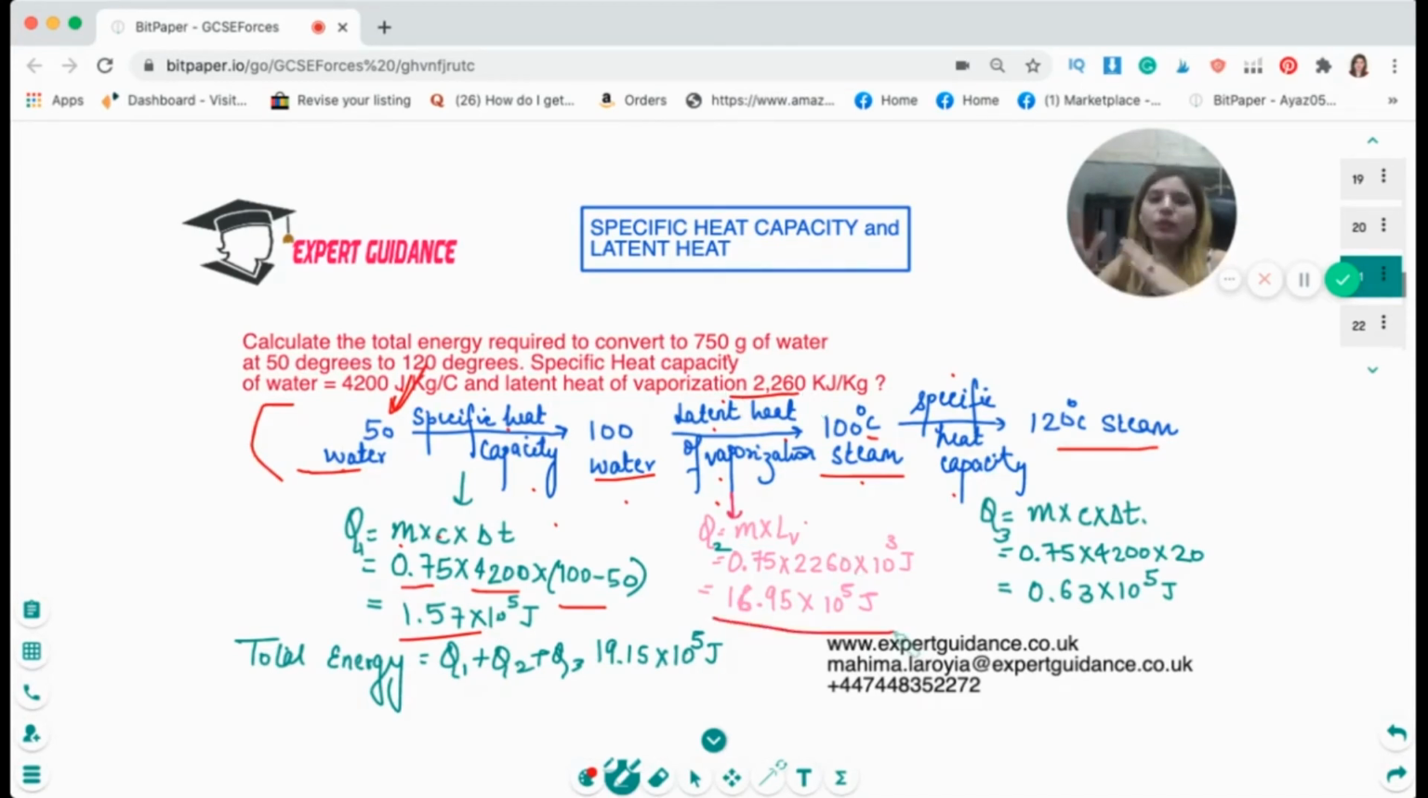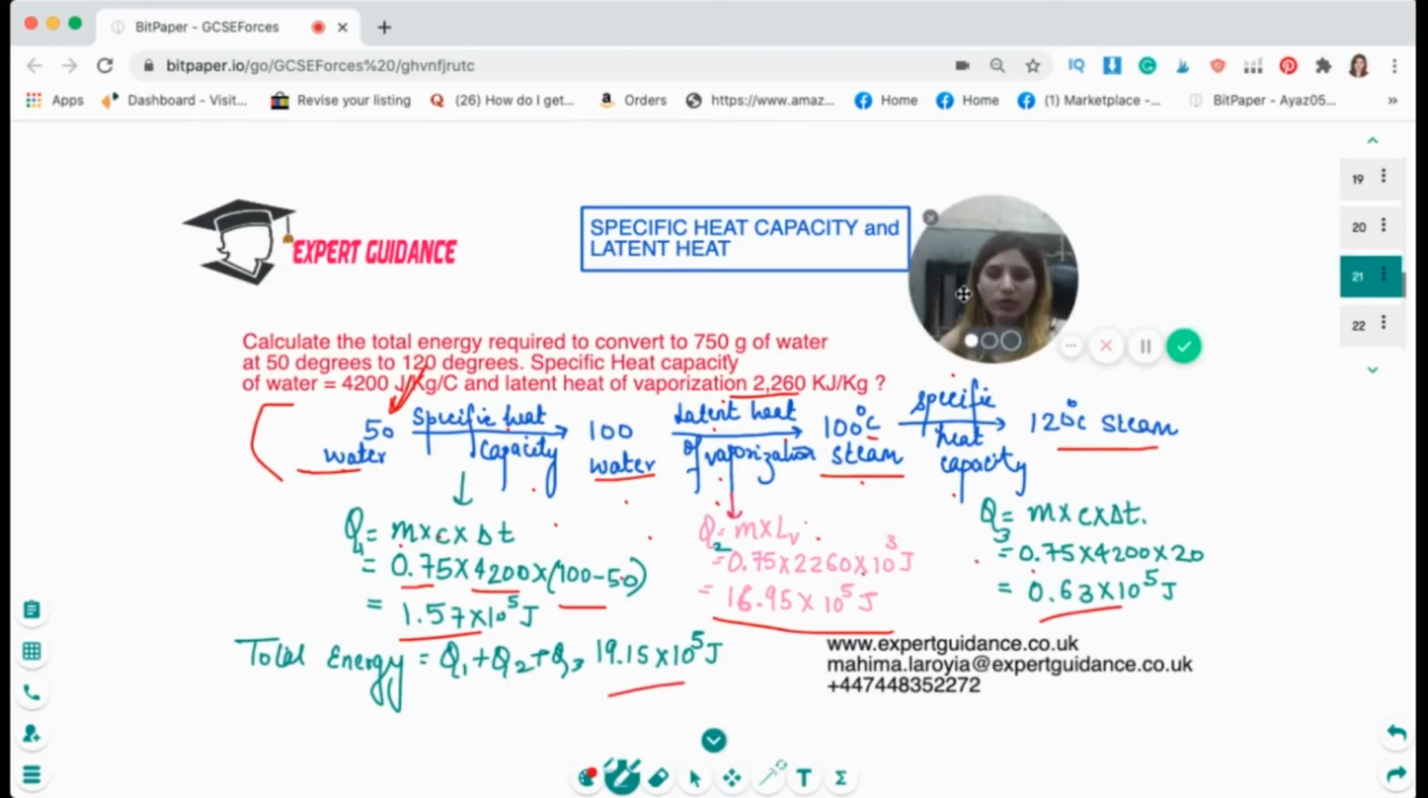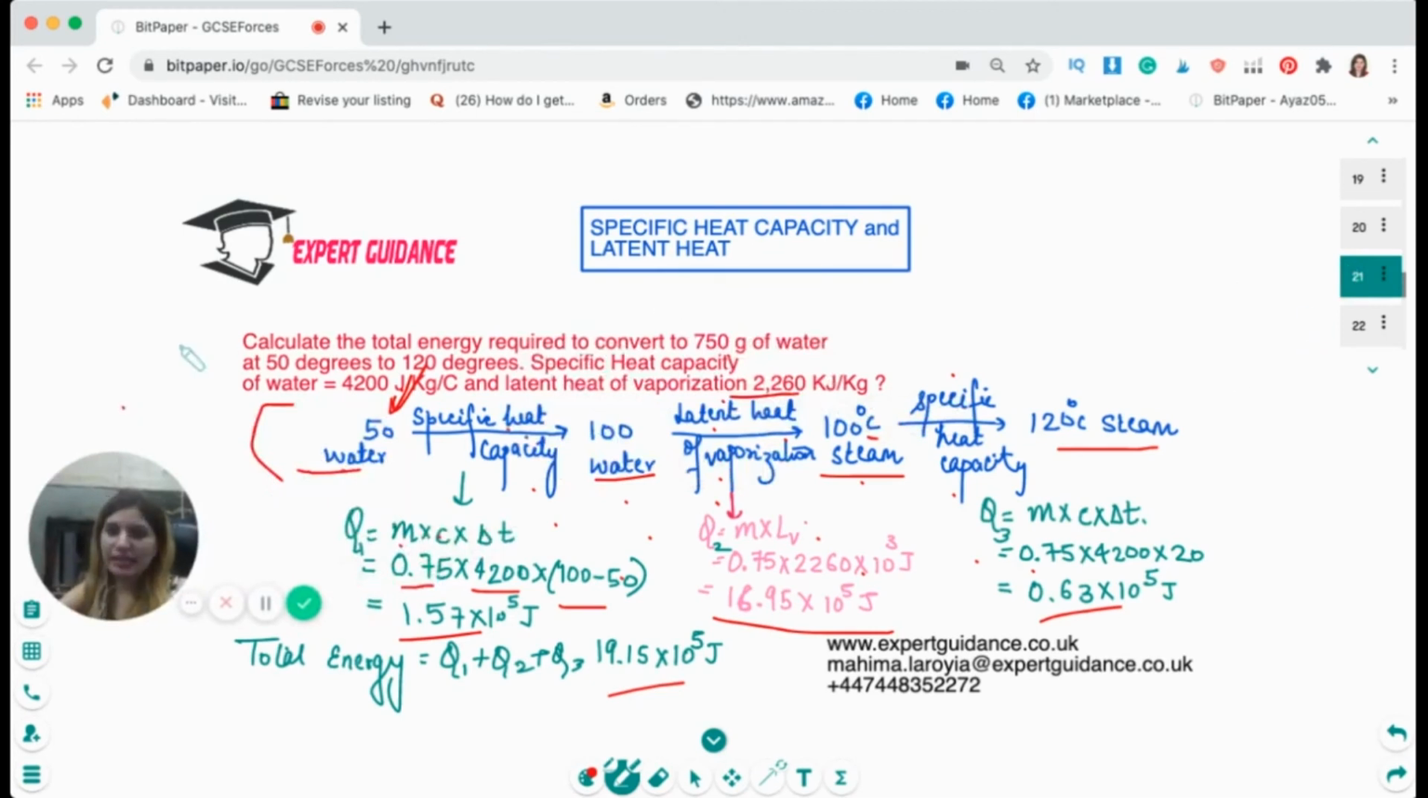And in the last step, we'll convert 100 degree steam to 120 degree steam, for which we'll use mcΔT, where mass is 0.75, specific heat capacity is 4200, times 20, which is 0.63 times 10 power 5. Now we'll add all the three energies, Q1, Q2, Q3, and that gives me 19.15 times 10 power 5 joules as an answer. Now this is very important, it's a long mark question. Make sure you understand this process, what all energies we'll be using and what all changes will be happening to convert 50 degree water to 120 degree steam.